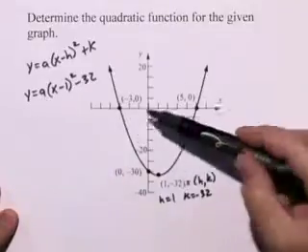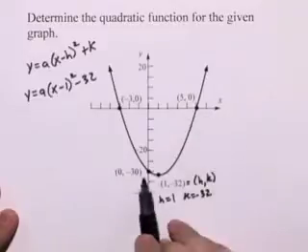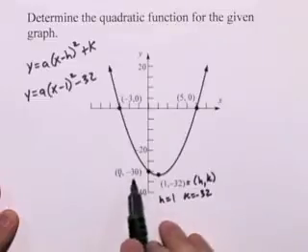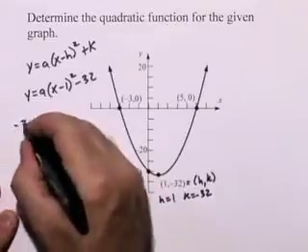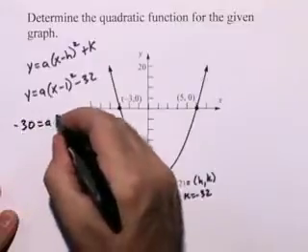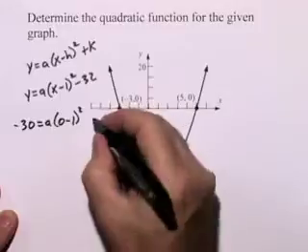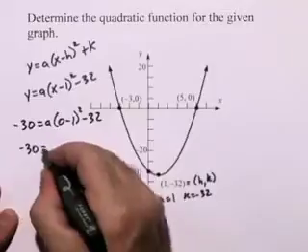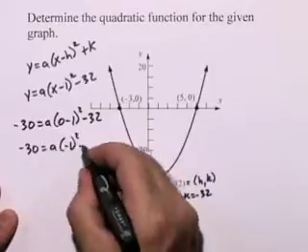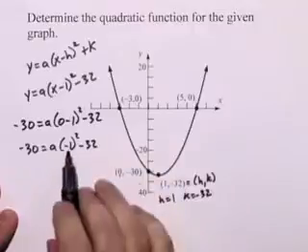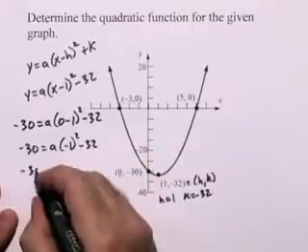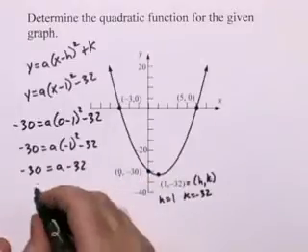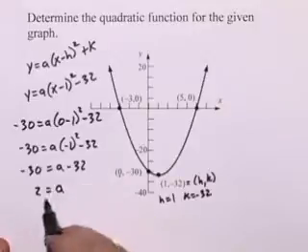We can use one of the 3 points that are given to us on our graph. We'll use the y-intercept, x equal to 0 and y equal to -30. We plug in those values, and we'll have -30 is equal to a times (0 minus 1) quantity squared minus 32. We'll have -30 is equal to a times (-1) quantity squared minus 32. -1 squared is 1, so we'll get -30 is equal to a minus 32. And to solve for a, just add 32 to both sides. That will give us a is equal to 2.